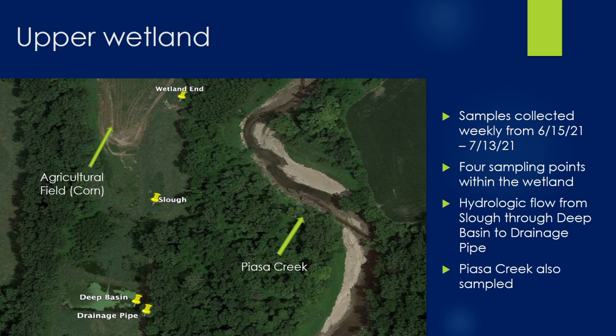When water enters the wetland, it will flow from the top down, so it will flow through that slough down into the deep basin and out through the drainage pipe into Piasa Creek.